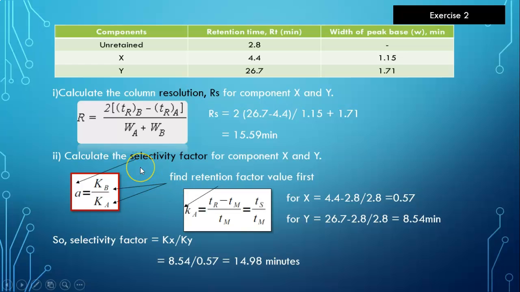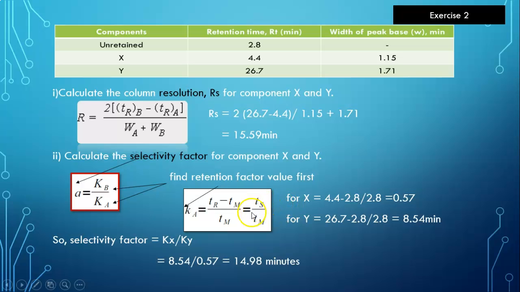Alright, second one is to calculate the selectivity factor for component X and Y. The formula for the selectivity factor is alpha equals retention factor of B divided by retention factor of A. In this table, it didn't give any retention factor value, so you have to find the retention factor value for A and B. You need to use this formula, which is Ka equals Tr minus Tm divided by Tm, or Ts over Tm.